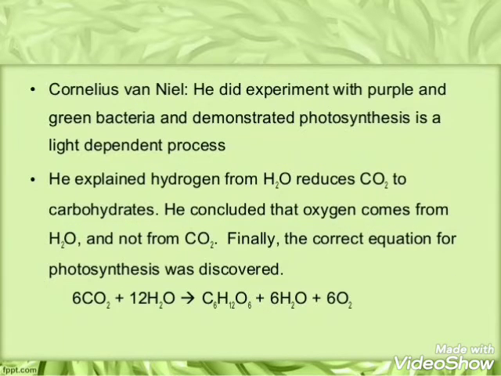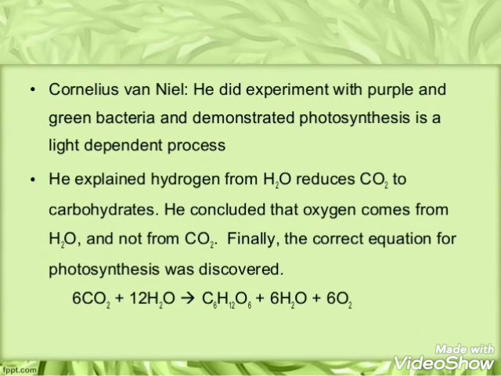The last experiment in this series was done by Cornelius van Niel in 1897. He conducted his experiment with purple and green sulfur bacteria and demonstrated that photosynthesis is essentially a light-dependent reaction in which hydrogen from a hydrogen donor reduces carbon dioxide to carbohydrates. He gave the present-day equation of photosynthesis. In green plants, water is the hydrogen donor and it is oxidized to oxygen.